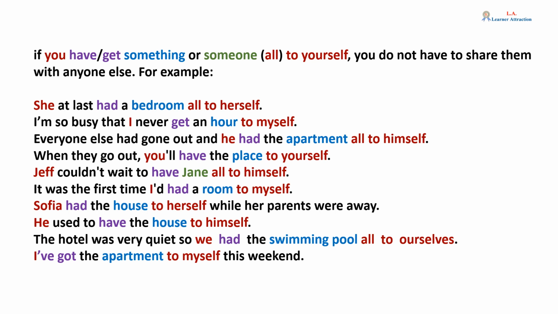Jeff couldn't wait to have Jane all to himself. It was the first time I'd had a room to myself. Sophia had the house to herself while her parents were away. He used to have the house to himself. The hotel was very quiet, so we had the swimming pool all to ourselves. I've got the apartment to myself this weekend.